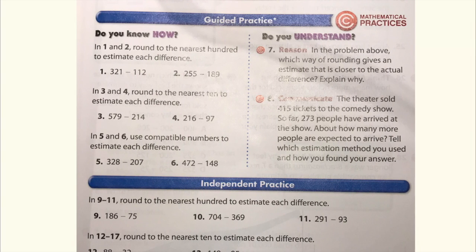Let's try some of these together. On number 1, go ahead and get out a piece of scratch paper and do these with me. Number 1 is 321 minus 112. And it's asking us to round to the nearest hundred. Go ahead and pause the video now, do your work, and come back and see if you get the right answer.